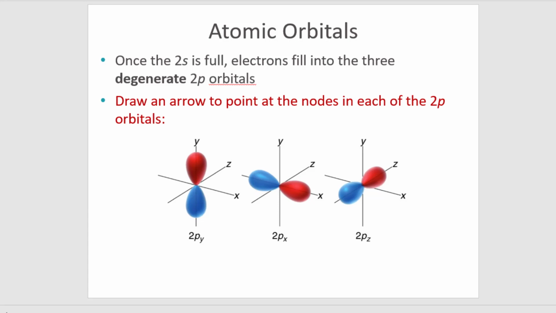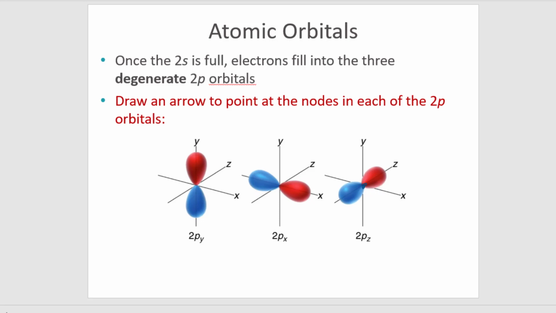I'd like you to draw an arrow to point to the nodes in each of these p orbitals. If you said here and here and here, you are correct. Those are the nodes.